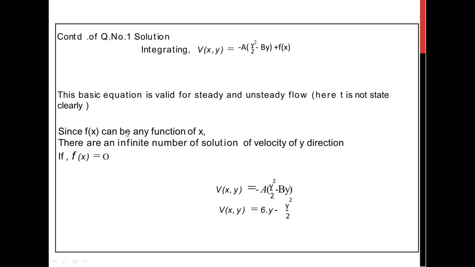Now since f of x can be any function of x, that is, f of x can be any value, there are an infinite number of solutions of velocity in the y direction. Now if f of x equal to 0, v of x comma y equals 6y minus y square divided by 2, this is the simplest equation of velocity in the y direction.